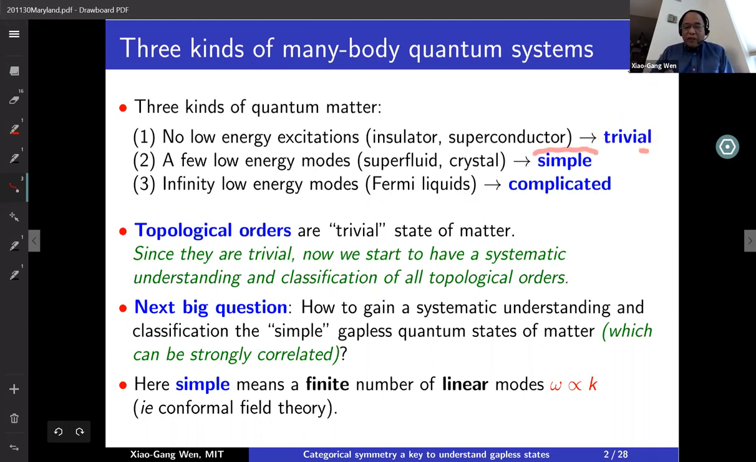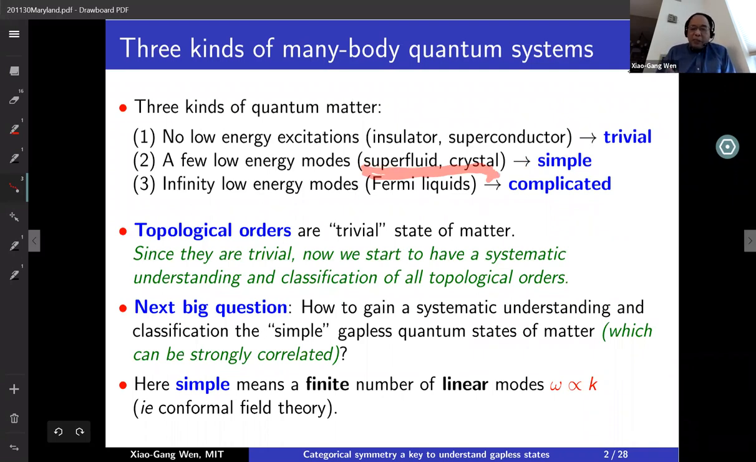Now let's go to a simple one. The simple one indeed has low energy excitations. And why should I worry about the categorical symmetry for this one? The answer is no, we don't need to worry about that, because those low energy excitations are non-interacting, like in a superfluid or in a crystal, the low energy modes, like the density wave, the phonons, they don't interact. Then we don't need all this fancy stuff. As you said, we can compute everything. Just like Fermi liquid, we can compute all the properties of a superfluid, all the properties of a phonon crystal, everything. And we don't need the categorical symmetry.